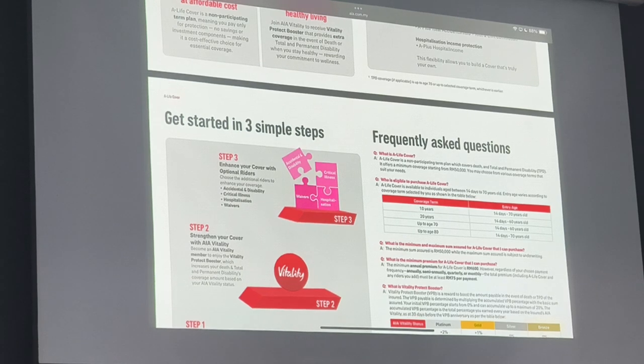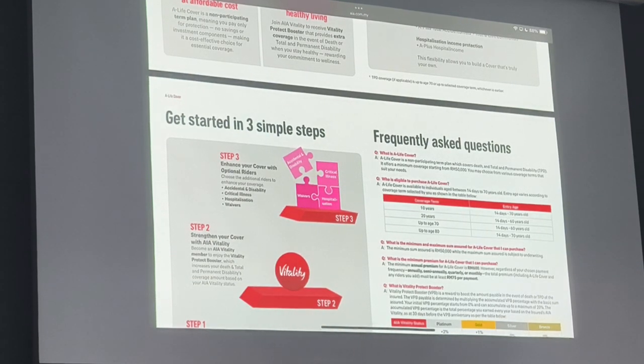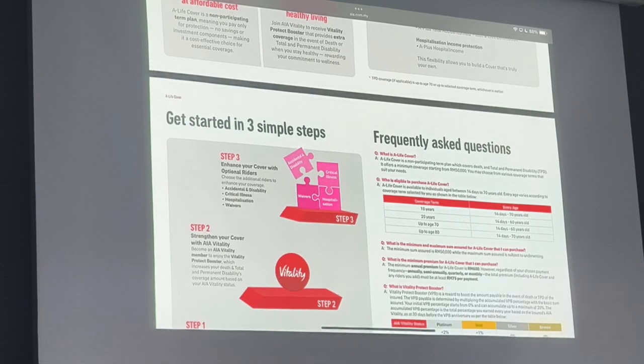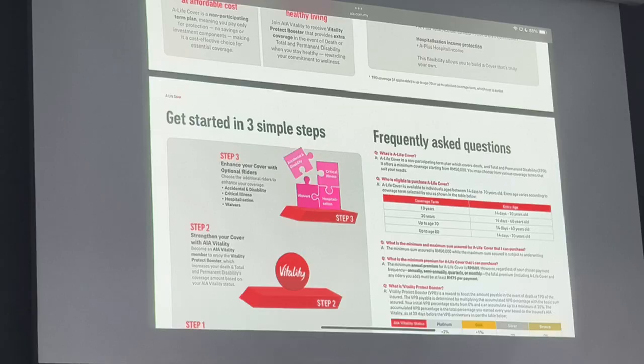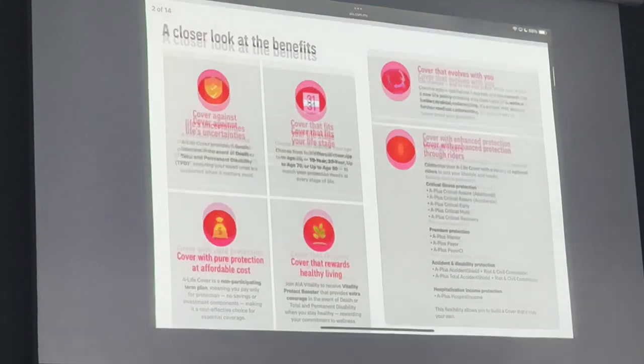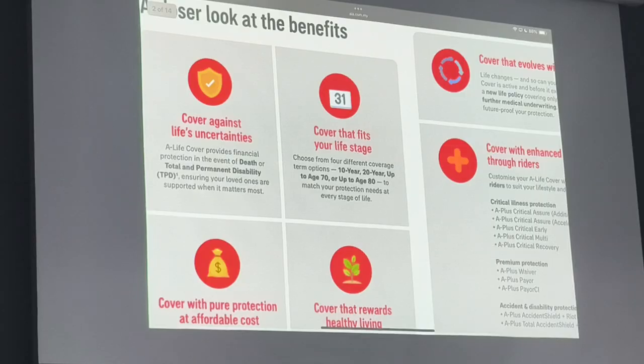Kalau dapat pampasan. Okay. The main reason kenapa perlu critical illness? Sebab produk ni tak cover critical illness. Dia hanya cover death and TPD sahaja.